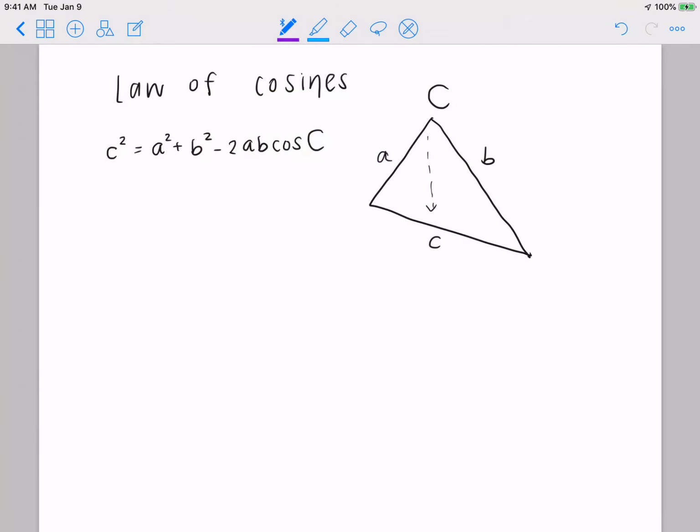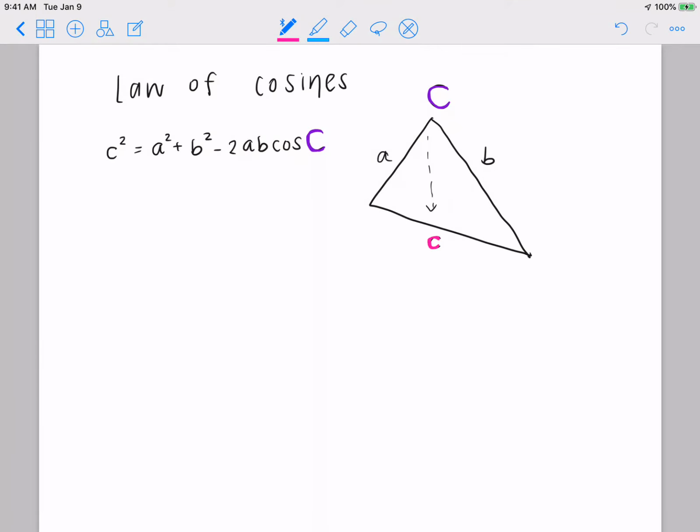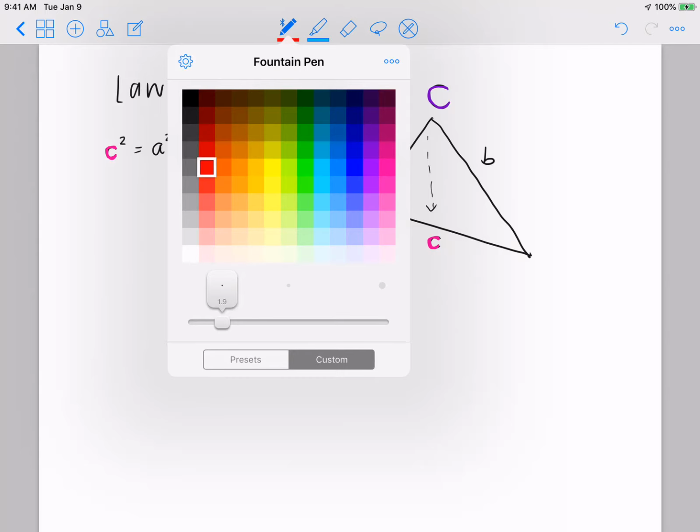Okay, let me use some colors to make sure that we don't get the C's mixed up. This is the C that we're looking at, and this is the small c. So small c goes right here. Okay, let's do another one.